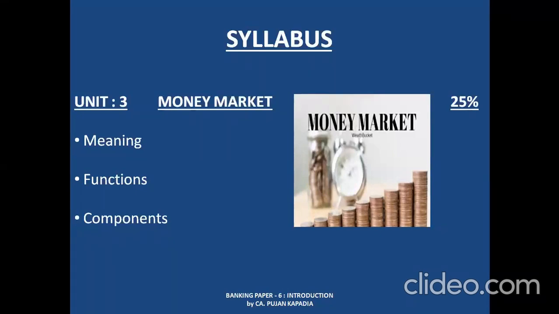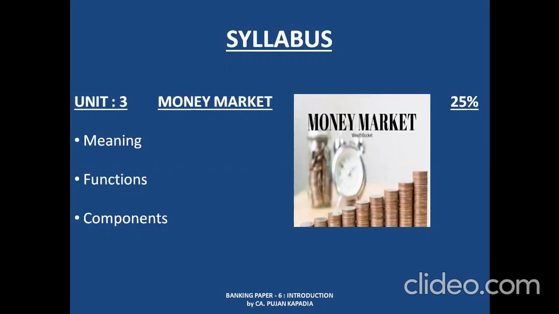The next topic we are going to study is the functions of money market, like what are the things that money market offers us and what are the things that money market does. So we are going to discuss here the functions of the money market. Thirdly, and most importantly, which is a detailed topic that we are going to look at, is components of money market. Here we are going to study different money market instruments offered in our country.